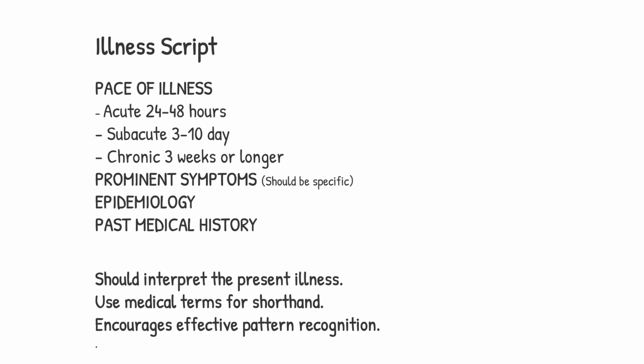To effectively evaluate this patient and enhance diagnostic pattern recognition, many clinicians strongly recommend you summarize the case in an illness script. This consists of a 2 to 3 sentence summary that includes 4 elements. First, pace of illness. Is it acute, 24 to 48 hours in onset, subacute, 3 to 10 days, or chronic, 3 weeks or longer? Second, what are the prominent symptoms? This should be specific. Symptoms like fatigue and generalized weakness aren't usually very helpful.